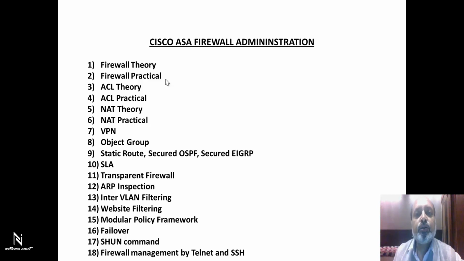I also have kept in mind that my students are coming from different levels, so they may be freshers, or they may be mid-level executives, or they may be very highly qualified professionals. So keeping all of these levels in mind, I have designed my syllabus. For the freshers at least, I need to go through these first two lessons, right? Then ACL theory and ACL practical.